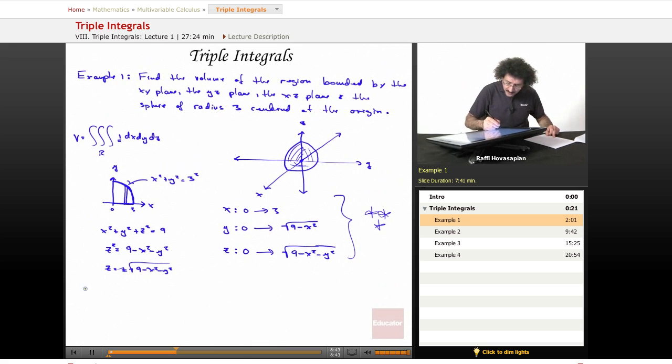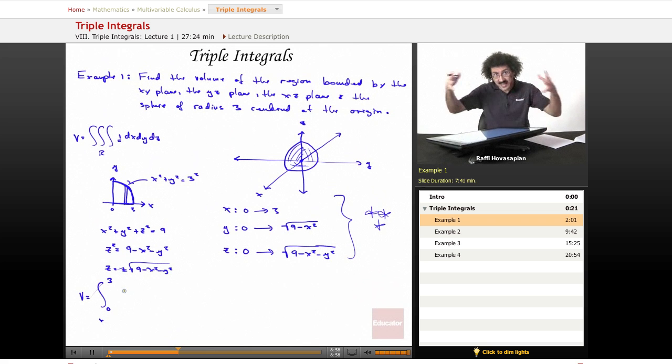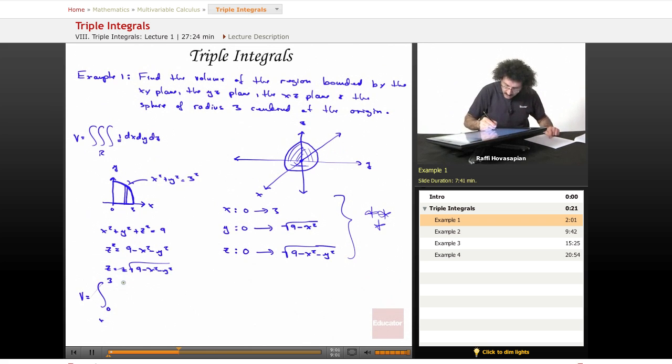So the volume is going to equal the integral from 0 to 3. That's going to be my x. It's always good to keep track of what's going first, second, third, because you're going to work your way inside out. So the integral, y is going from 0 to radical 9 minus x squared. That's y. And z is going to go from 0 to radical 9 minus x squared minus y squared. And of course, our function is 1. We're going to do dz, dy, dx, right?